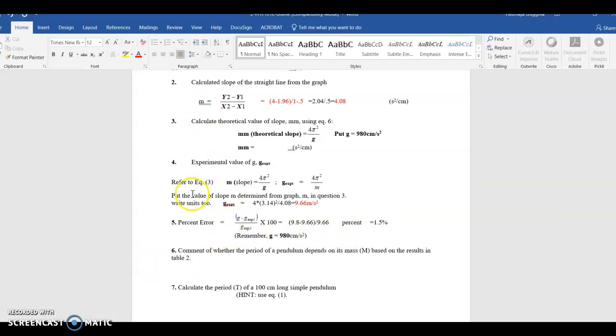So this is how I want you to calculate your own experimental slope, and then based on that slope value, I want you to find your g experimental, and ultimately find the error percentage.